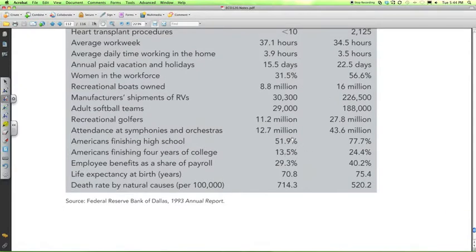Also look at the number of people finishing high school increasing, and the number of people finishing four years of college.